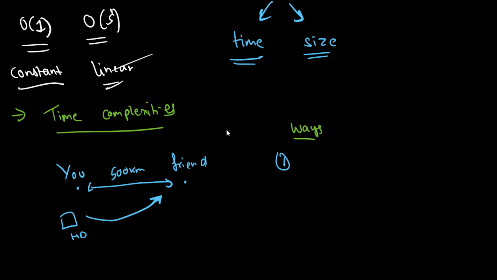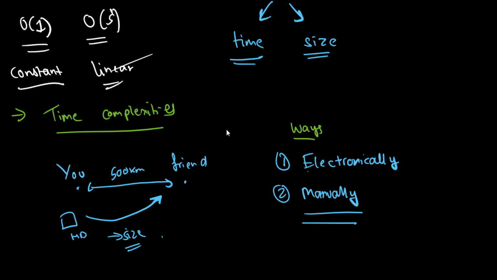One can be electronically: you can share it through the internet, or you can write an algorithm for copying the contents and sharing through the internet. The other can be manually: you can fly over to your friend and hand over your hard disk. It will depend on the size of the hard disk. If the size is very large, then the manual option can be a better one. And if the size is small, then transferring electronically over the internet using your algorithm seems to be a better option.